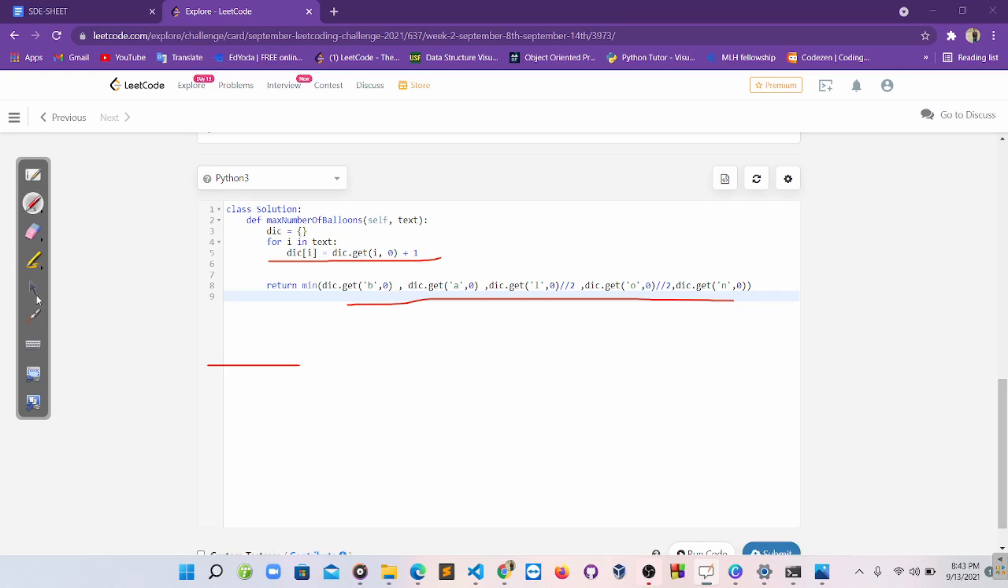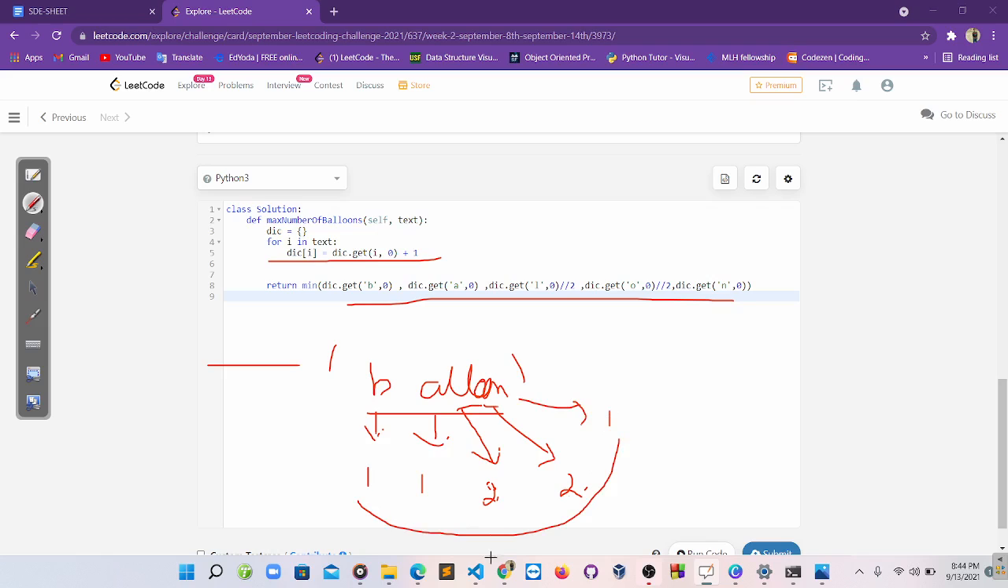What I mean by this, let's suppose I have a string like BALLON. Let's suppose this is my text. If I create the dictionary for this, B has frequency 1, A has frequency 1, L has frequency 2, O has frequency 2, and N has frequency 1. So from all, what is the minimum frequency? We can say 1, and that is the only instance we have.